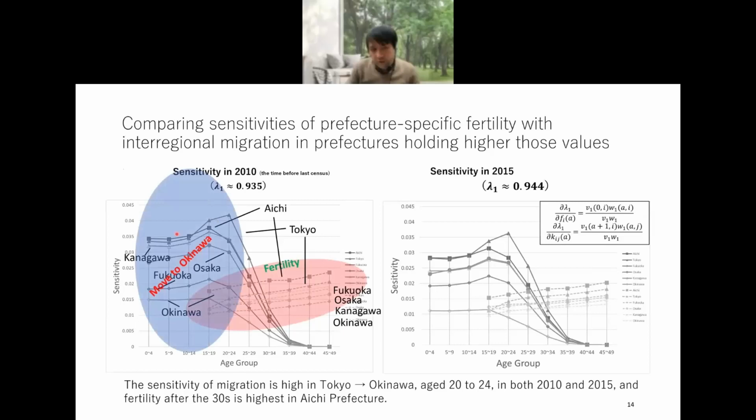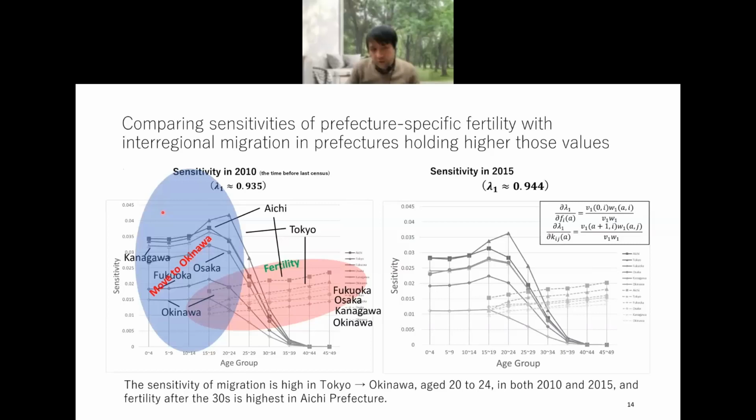Because Okinawa has the largest reproductive value, moving to Okinawa is the best policy plan from urban areas such as Tokyo or Nagoya. Moving to Okinawa is the best policy plan against the declining population.